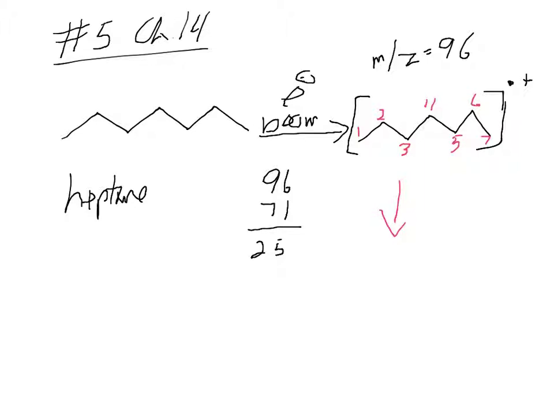I need a calculator. Okay, so we're back. This was wrong. It's 100. This idea still holds true, though. 100 minus 71 is 29. So we need one fragment that weighs 71 and one fragment that weighs 29. So which bond could we break here? We could break the bond between 2 and 3.